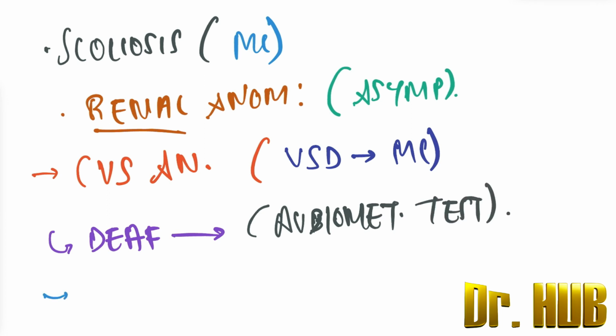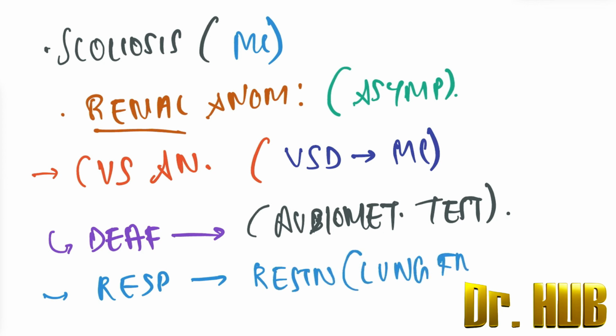Then there are also the respiratory anomalies. These respiratory anomalies are basically a restriction to the lung function.